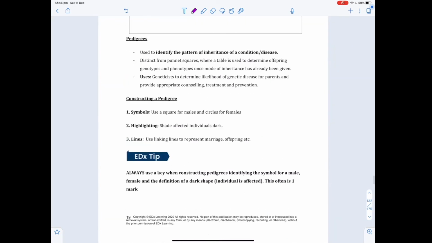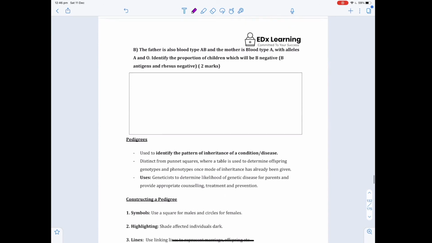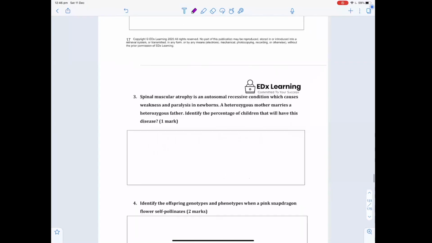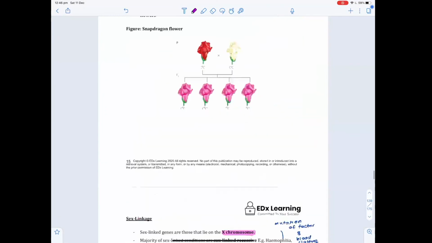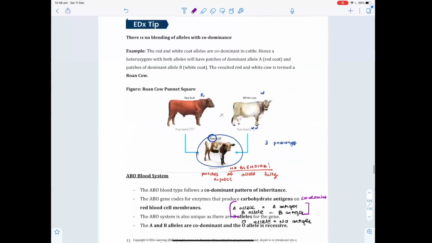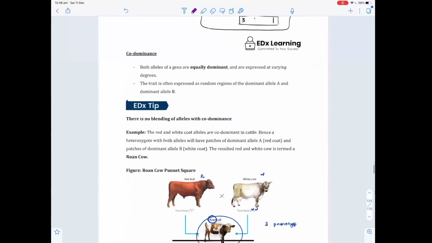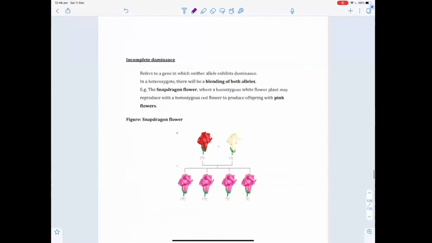Good. Shall we start looking at pedigrees? Oh, actually, no, we need to go through one final thing, which is incomplete dominance, which I'll take you through. Where is that? Incomplete. Here.